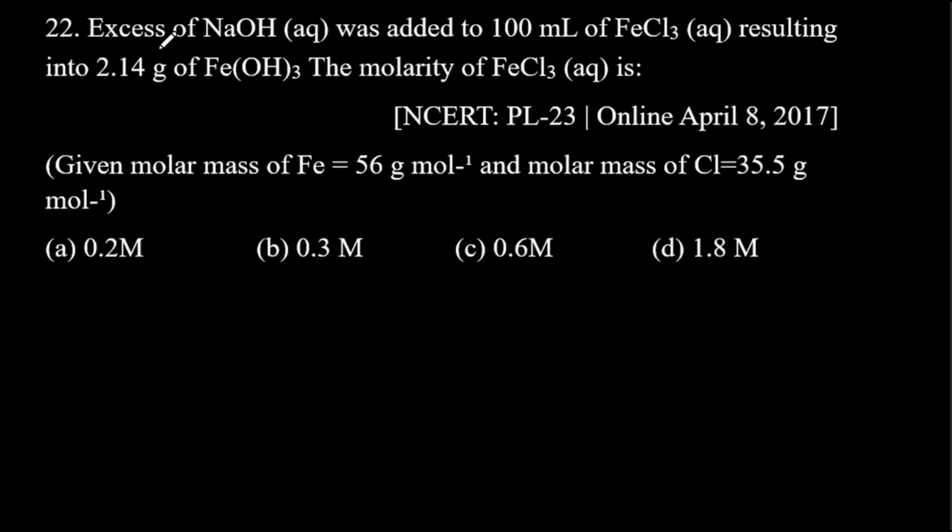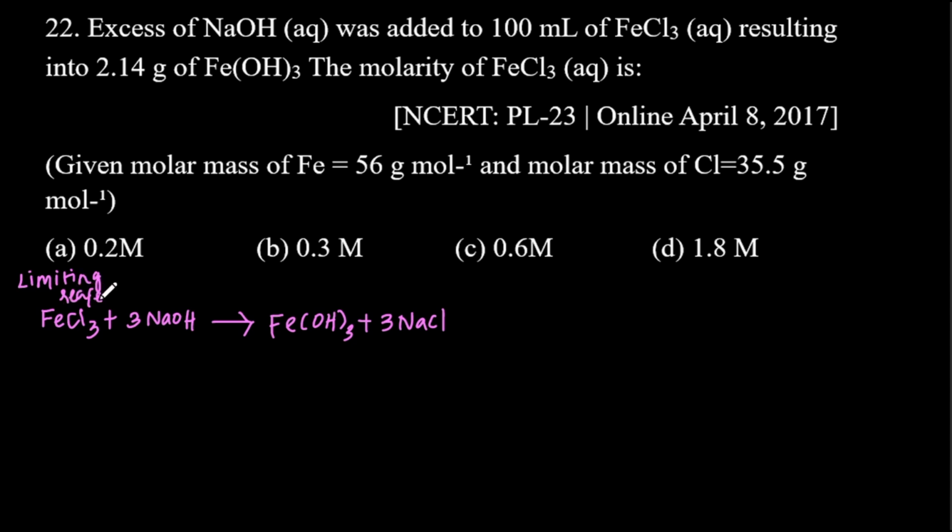The next question is, excess of NaOH was added to 100 ml of FeCl3 resulting in 2.14 gram of Fe(OH)3. The molarity of FeCl3 is? The equation for the reaction of NaOH with FeCl3 is FeCl3 plus 3NaOH gives Fe(OH)3 plus 3NaCl. In this question, excess of NaOH is present, so NaOH is not the limiting reagent. Here the limiting reagent is FeCl3.